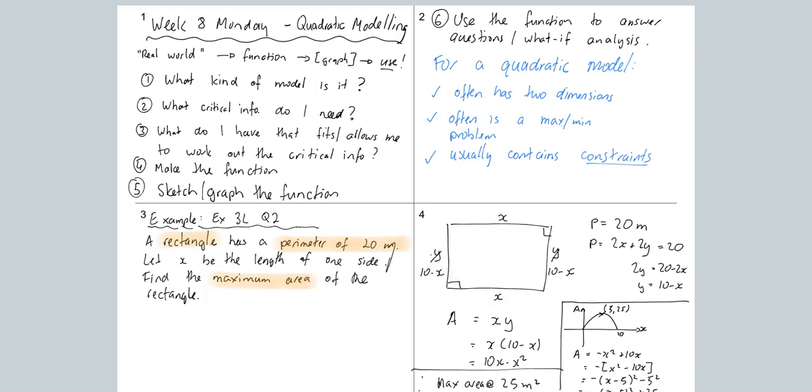Often with rectangle problems, the maximum area is when it's a square, but not always. It depends on what the constraints are. So there you go. That's basically it.